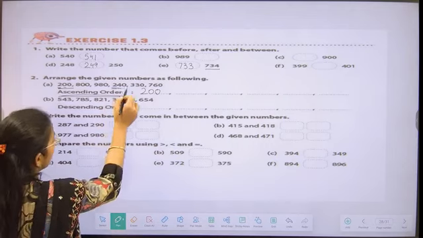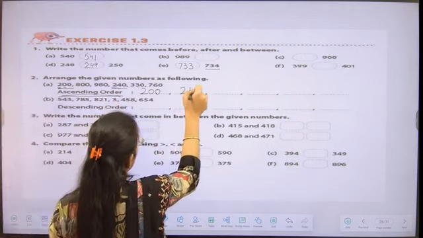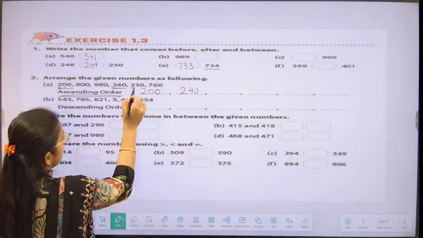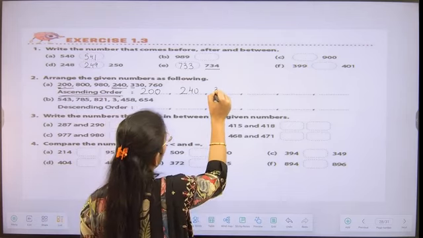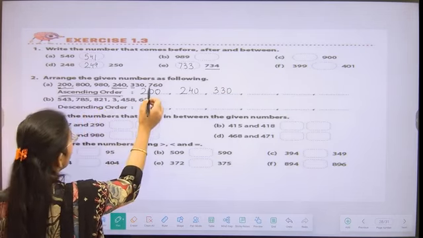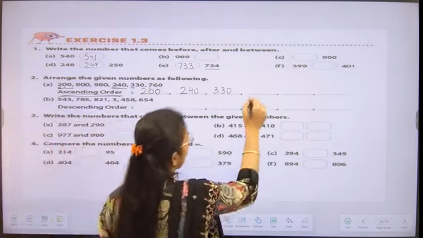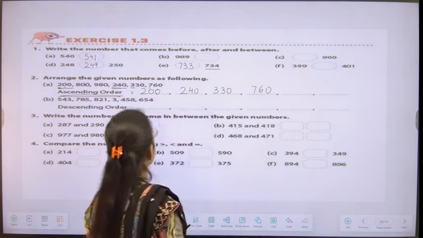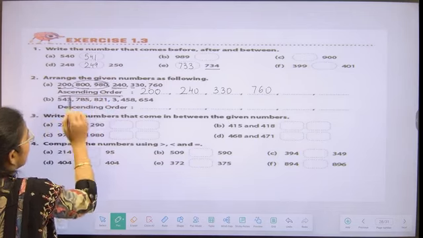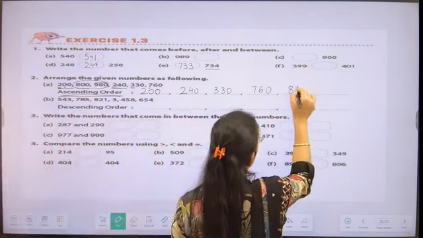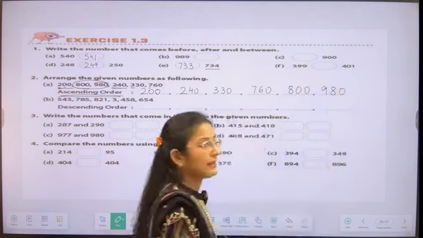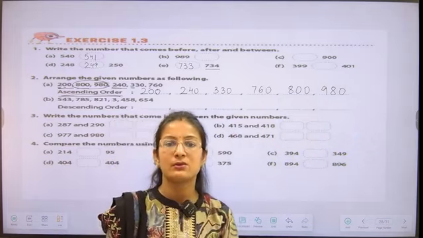Now our next number will be 241. Sorry, 240. Now moving to the next bigger number, 3 is the next 100s place value. So we are going to write 330 for that. Moving to the next, our next smaller number is 7, so we are going to write 760 for that. Now, out of these two numbers, 800 and 980, we are going to write 800, then 980. With this, we have written the numbers in ascending order, students.